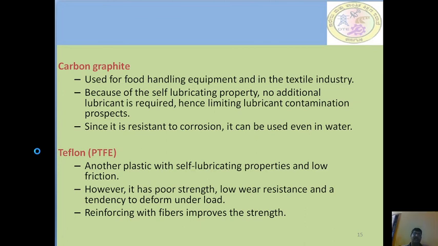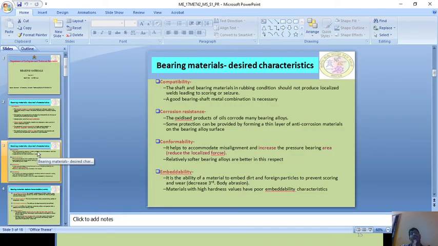By going through all these things, what we get from this session is how to select the bearing material according to its properties, where exactly we are going to use it, in which condition and which environment we are going to use the bearing material, and what the different types of common materials are. From this, I am going to conclude this session.